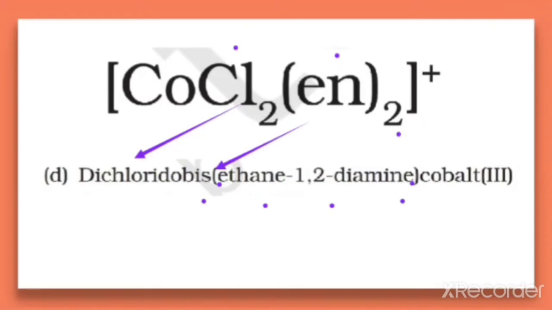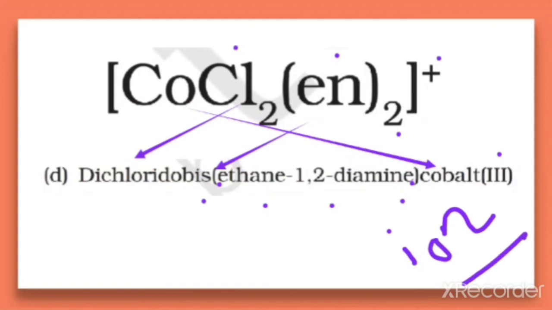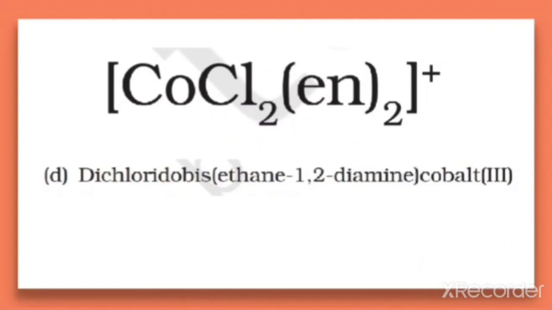Then we have to use the name for the central metal ion. Central metal ion is cobalt here. Therefore, cobalt, and the oxidation state is 3. Since here there is no counter ion, there is no need to write the counter ion name, but the positive charge is there. So, we'll be using the word ion at the end. It shows that it has no counter ion, but it is not a neutral complex. It has a charge. So, it is written as ion at the end.